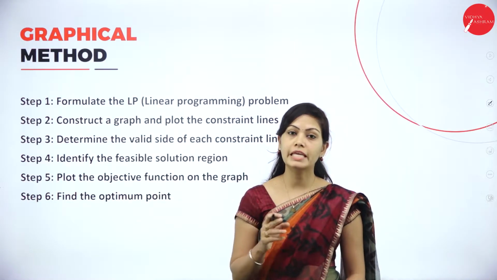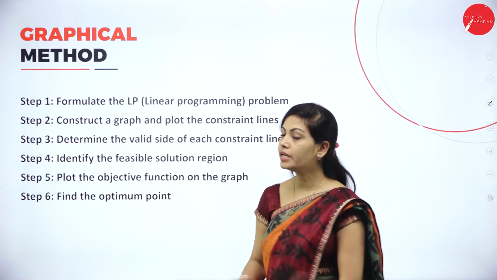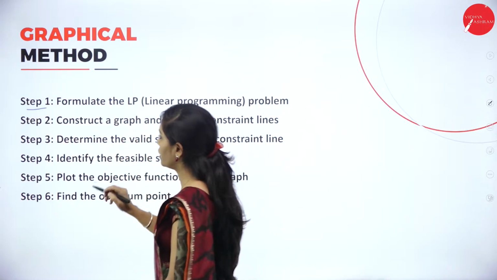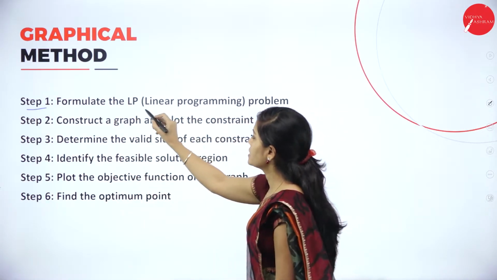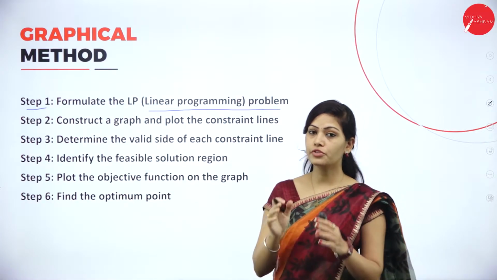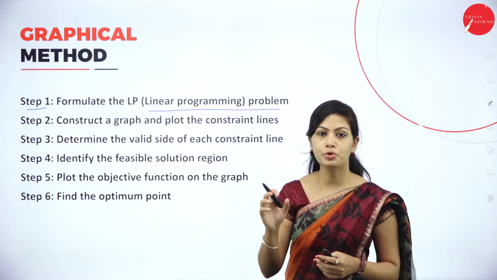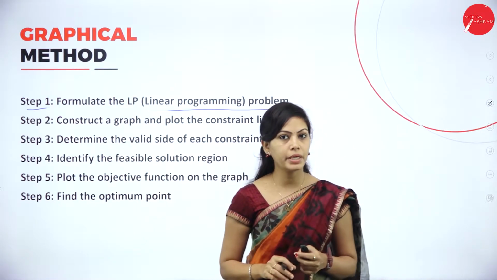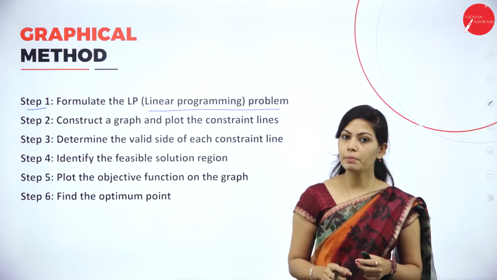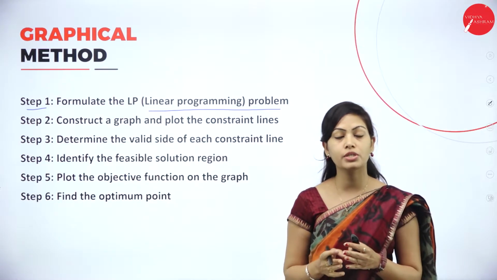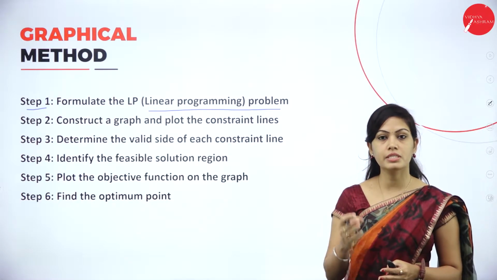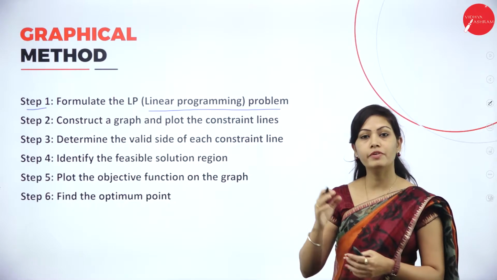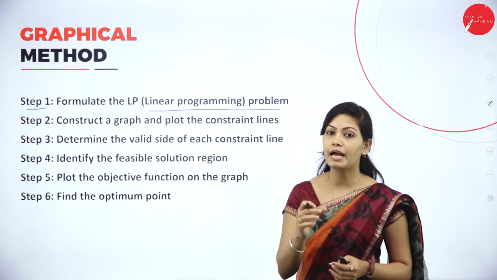For simplifying the linear programming by graphical method, we have to use these steps. So, which are the steps we have to use? Step 1, formulate the LP, that is linear programming problems. First, you have to formulate the linear programming problem. So, already in my last session, I have discussed about LPP formulation, right? So, in LPP formulation, first we have to find the decision variables, then objective functions, then constraints and non-negativity constraints. So, using that LP model, we can construct a graphical method.